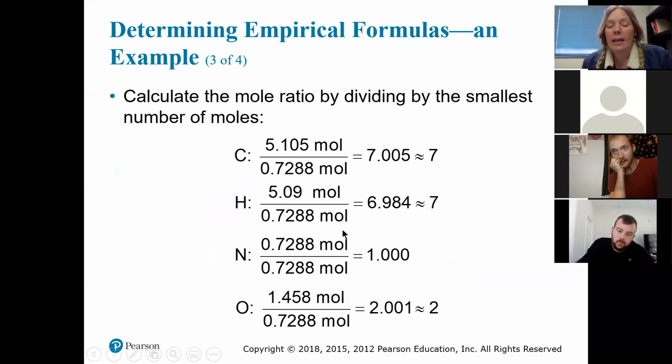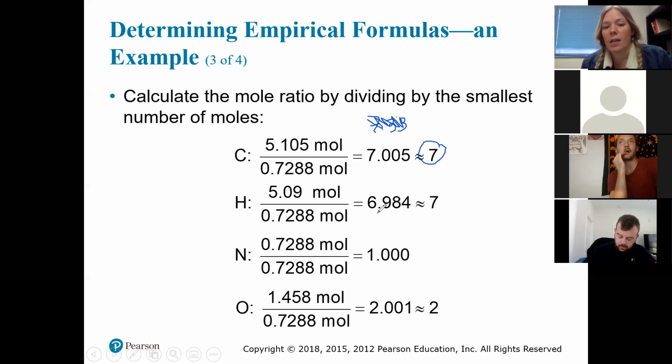So what we end up getting is that carbon, when we divide our original number by that 0.7288, gives us 7.005. This is close enough to 7 to call it 7. If you got something like 7.33 instead of 7, that would not be close enough, so you wouldn't be able to just round that to 7. But if it's smaller than like a 1/10, you can definitely round it.